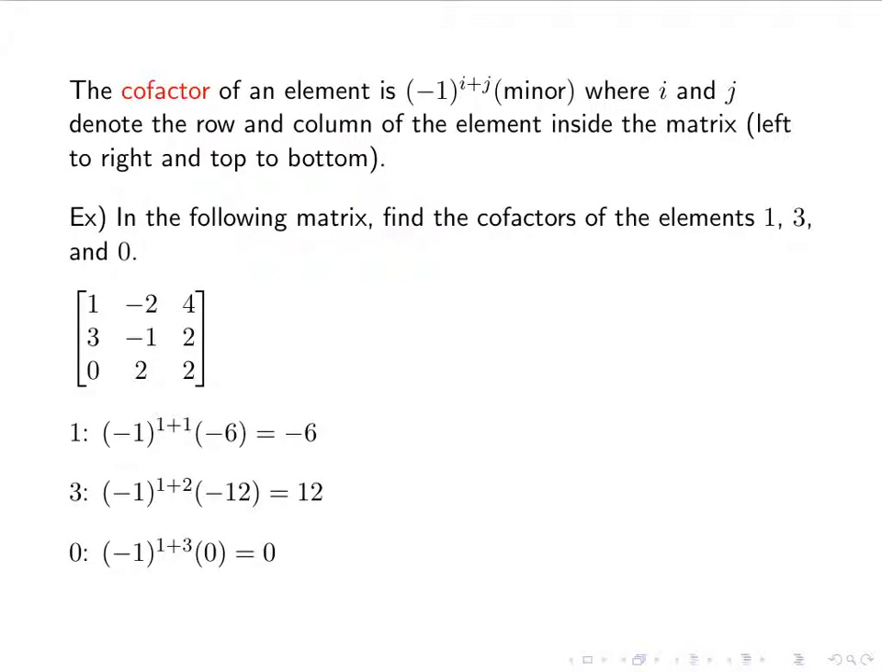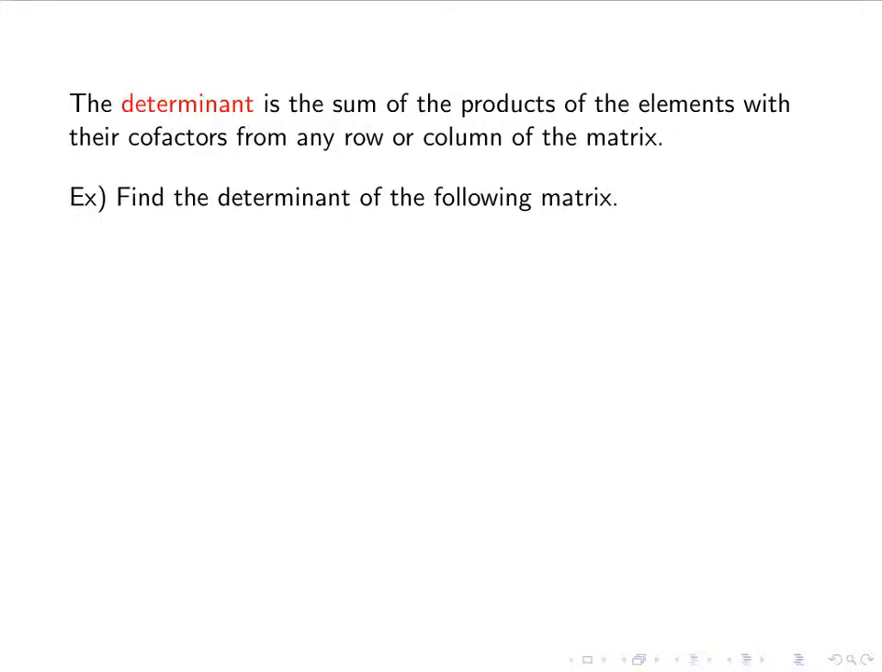Okay, so we've done a minor, and now we've done the cofactor. And that brings us to the determinant. So the determinant is the sum of the products of the elements with their cofactors for any row or column of the matrix. So I pick a row or a column, doesn't matter which one, and whatever row or column I choose will have 3 elements. I'm going to take those elements, multiply them by their cofactors, and then add them together.